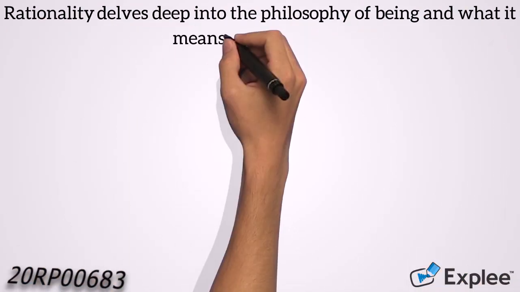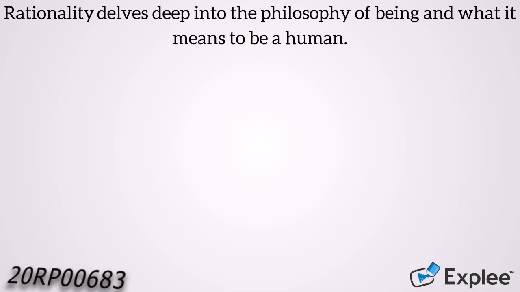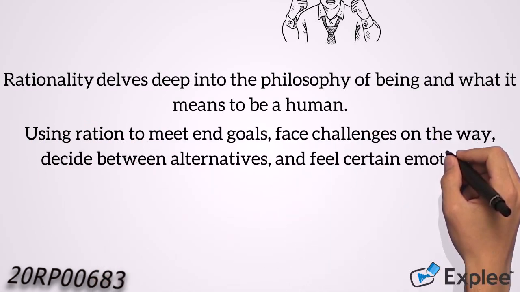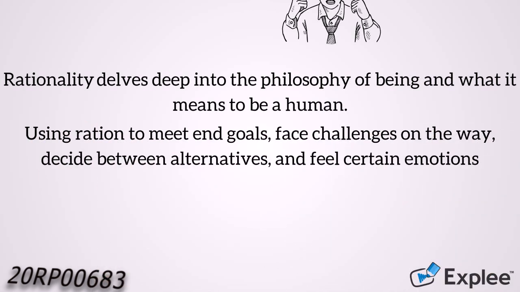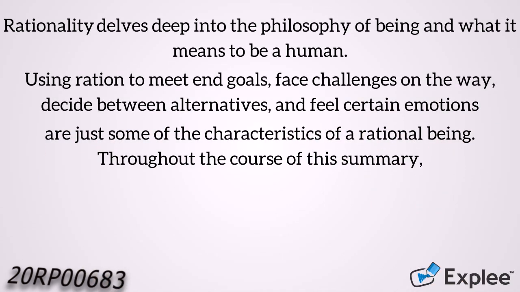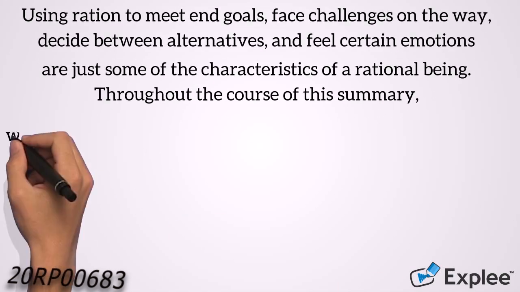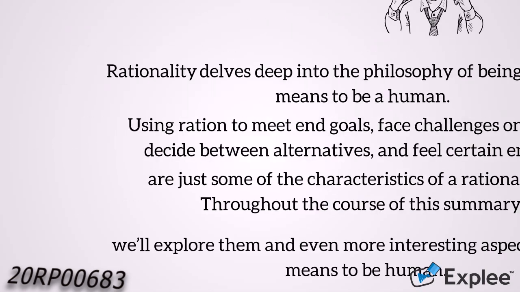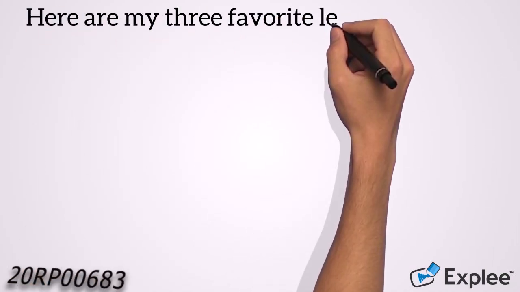Rationality delves deep into the philosophy of being and what it means to be a human. Using ratio to meet end goals, face challenges on the way, decide between alternatives, and feel certain emotions are just some of the characteristics of a rational being. Throughout the course of this summary, we'll explore them and even more interesting aspects of what it means to be human. Here are my 3 favorite lessons from the book.